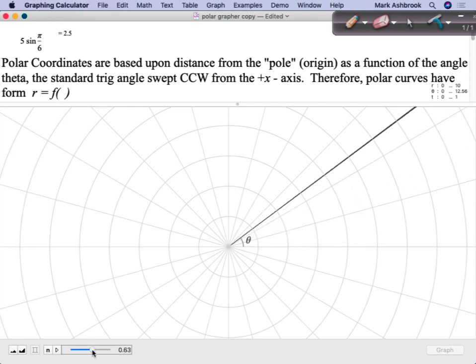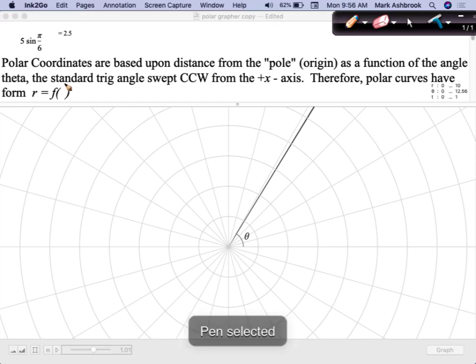And it's the same theta that you learned in trig, in pre-calc. It's the same theta swept counterclockwise from the positive x-axis. So therefore, polar curves, polar functions have the form r as a function of theta. But we'll get to that later. We just got to learn the basics of this, how to plot points, and we'll get to functions later.